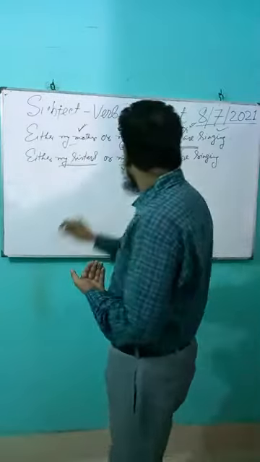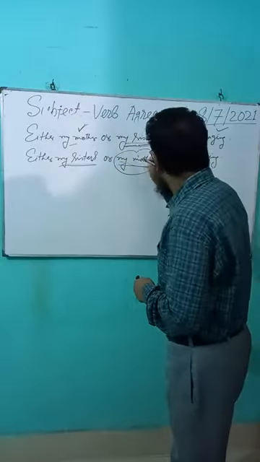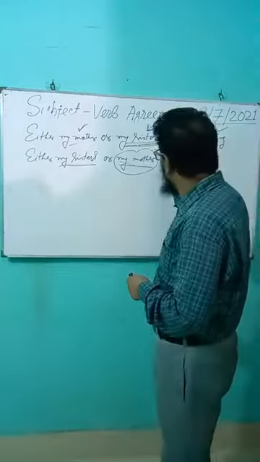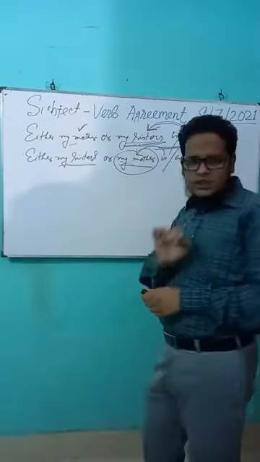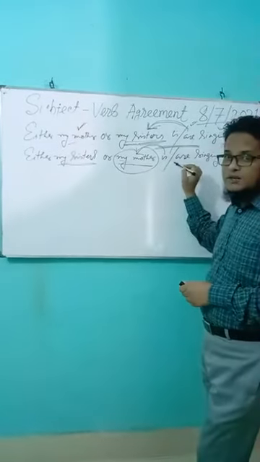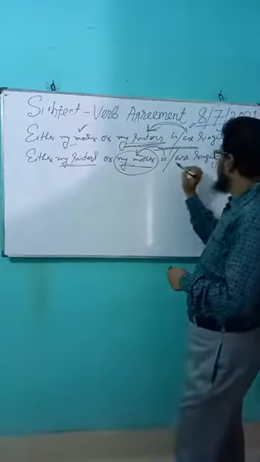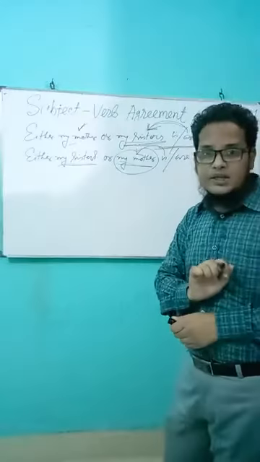Either my sisters or my mother. So my mother is a singular subject. We know the verb must agree with the subject closest to it. So my mother is singular, that's why the verb will be singular. So either my sisters or my mother is singing, not are singing. Okay.